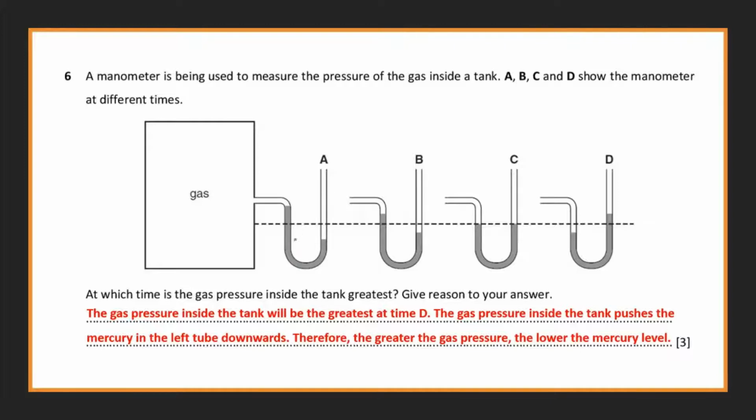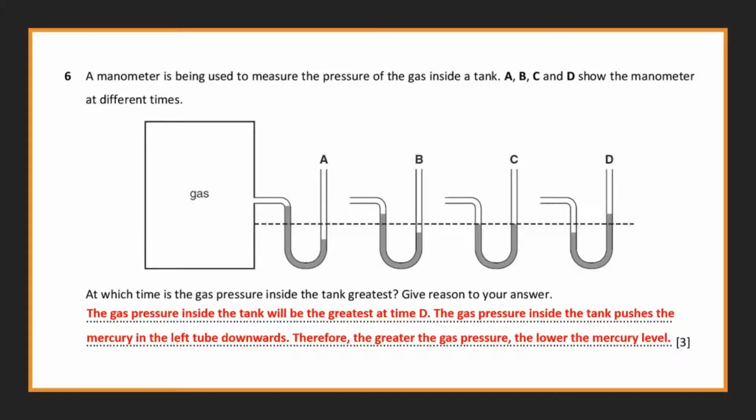Okay? Remember, the lower the gas pressure inside the tank, the higher the mercury level in the left tube. But the greater the gas pressure inside the tank, the lower the mercury level in the left tube. So read the question carefully, yeah?